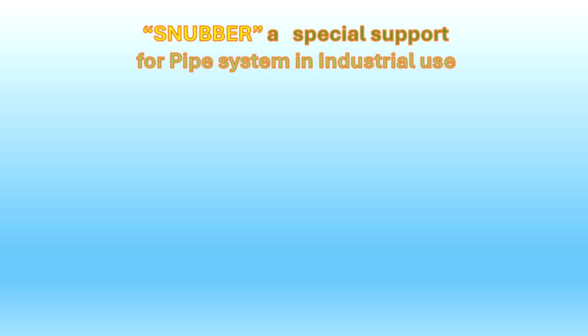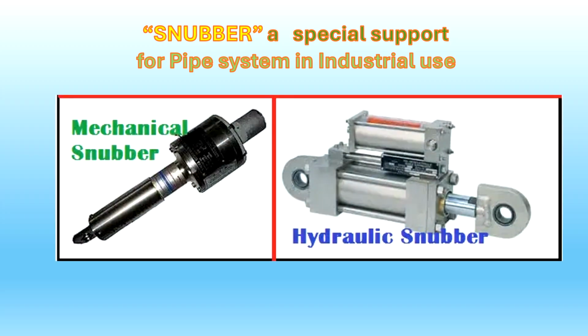Hi friends, today I will be giving more details about snubbers, a special support for pipe systems in industrial use: why it is used and where it is used. Generally there are two types, mechanical snubber and hydraulic snubber, as you can see in the pictures.